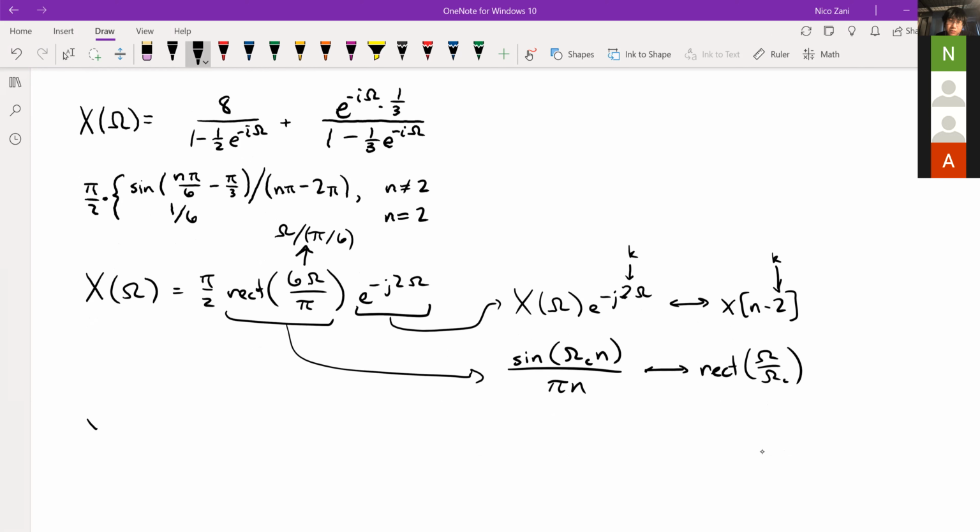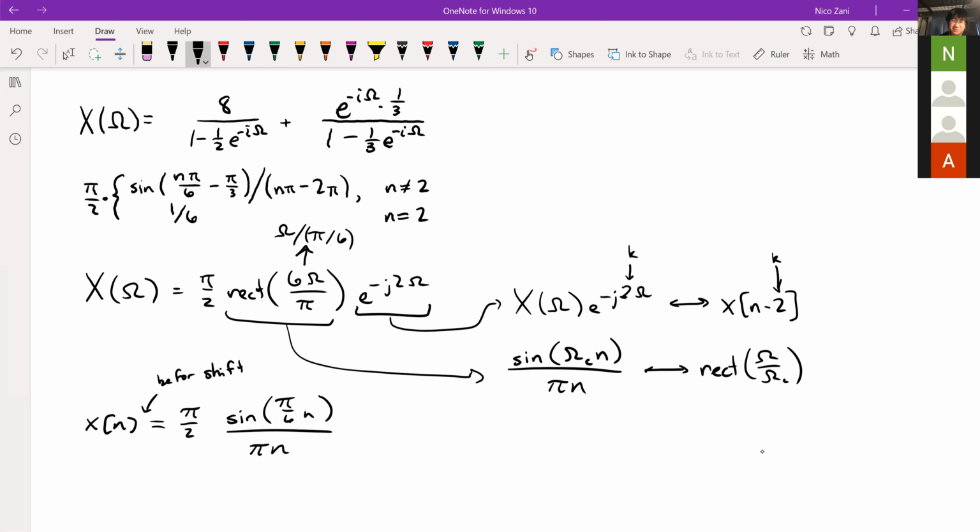So if we want to write out x of n, this would be pi over 2 times this guy right here: sine of pi by 6 n over pi n. And this is x of n before shift.